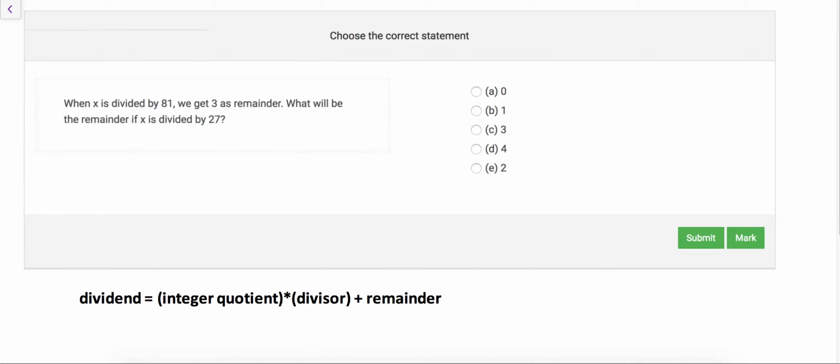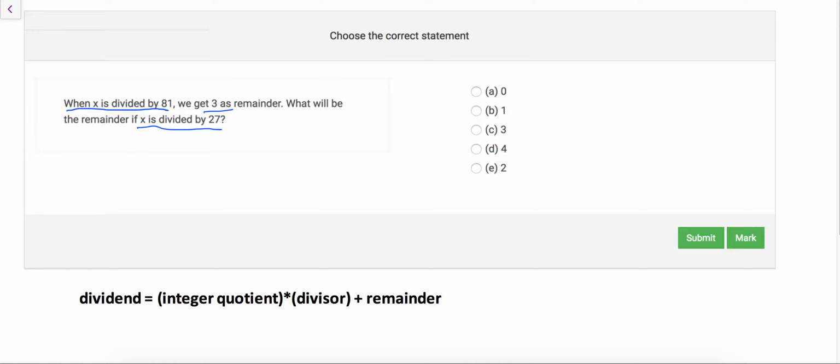Alright, so today's question is: when x is divided by 81, we get 3 as a remainder. What will be the remainder if x is divided by 27?